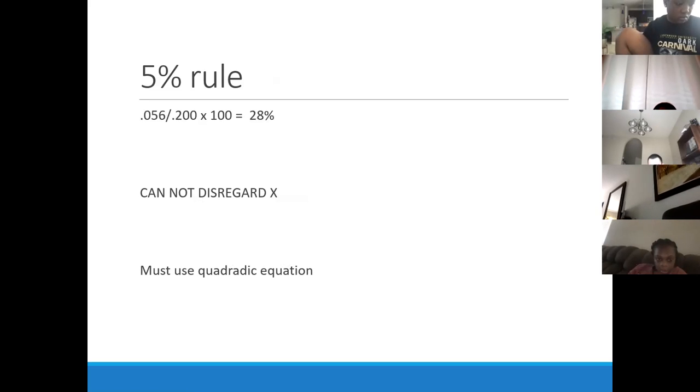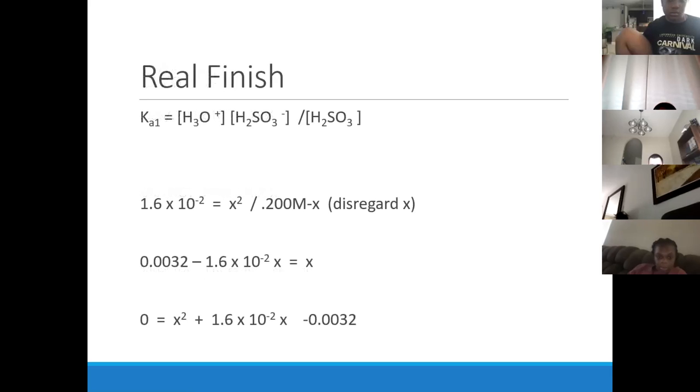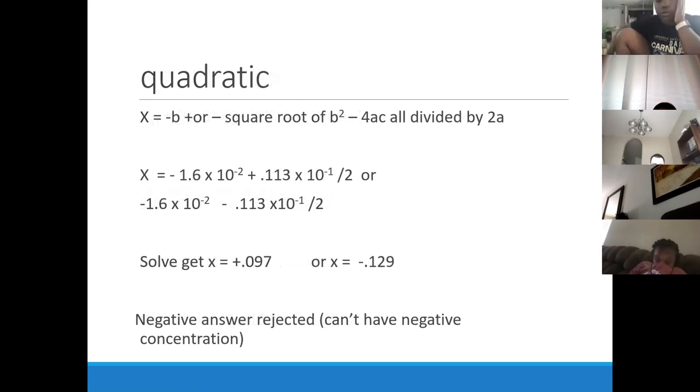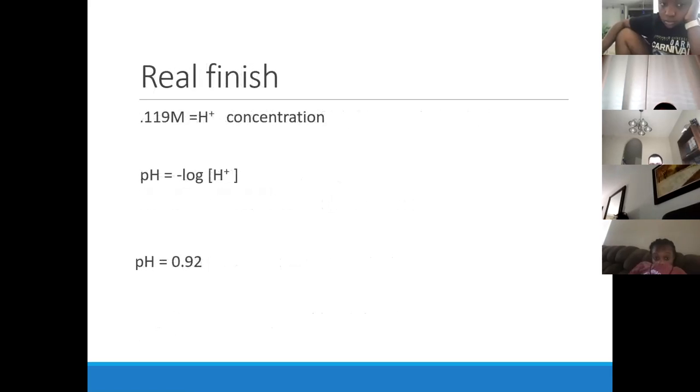So basically, I can't disregard X in this instance. I've got to go through and do the quadratic equation. And I get my pH of 0.92.